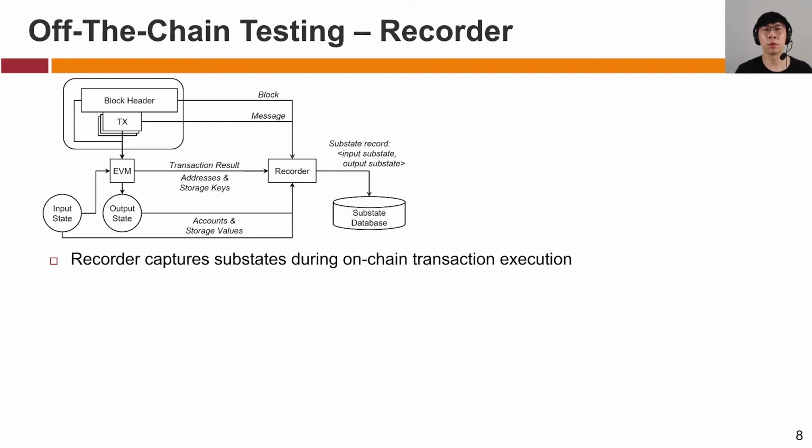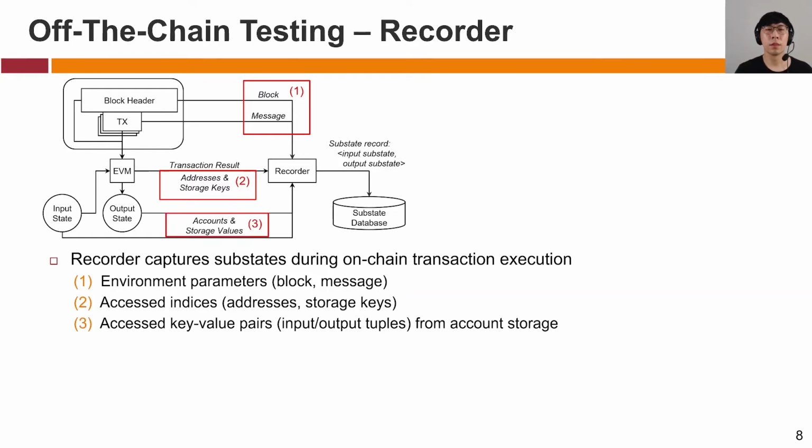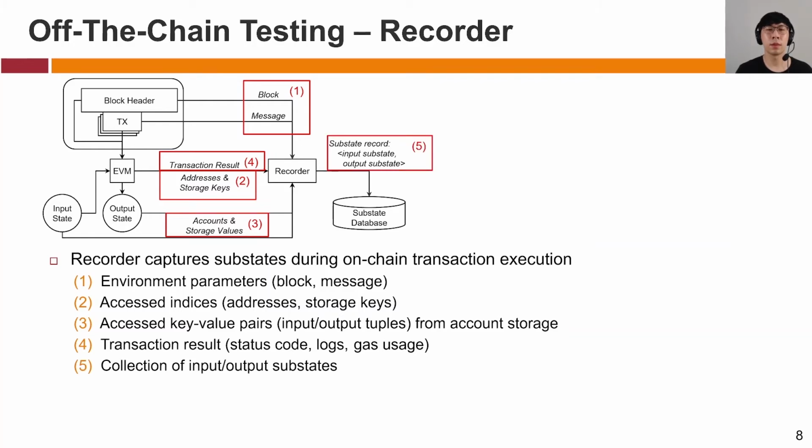This is how our recorder works. First, the recorder collects environment parameters from the block and message. During transaction execution, the recorder traces the access indices of key value pairs, which consist of account addresses and storage keys. Next, the recorder collects access values and stores the resulting key value pairs as so-called input-output tuples. Then, the recorder collects the transaction result, which contains status code, event logs, and gas used. Lastly, the recorder stores the collected information in the form of input-output substates in the substate database.